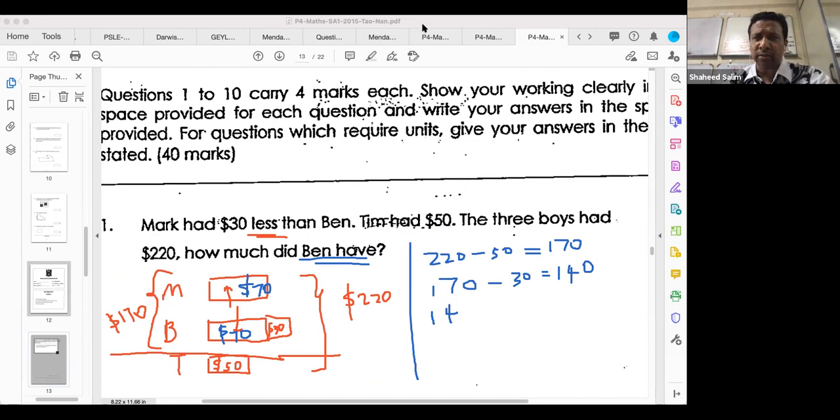This number sentence will give you marks and also prepare you for PSLE. Otherwise, don't know what to write for PSLE. I got so many students, they don't know how to write number sentence. And then the last part, 70 plus 30. These are all the steps you took, Raziq, right? First you minus, then you minus again, then you divide by 2, then you plus. So this give you full marks.